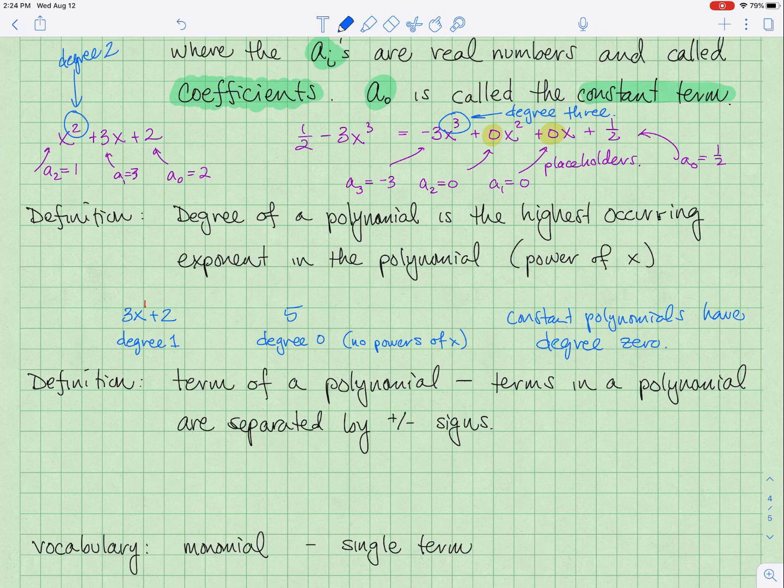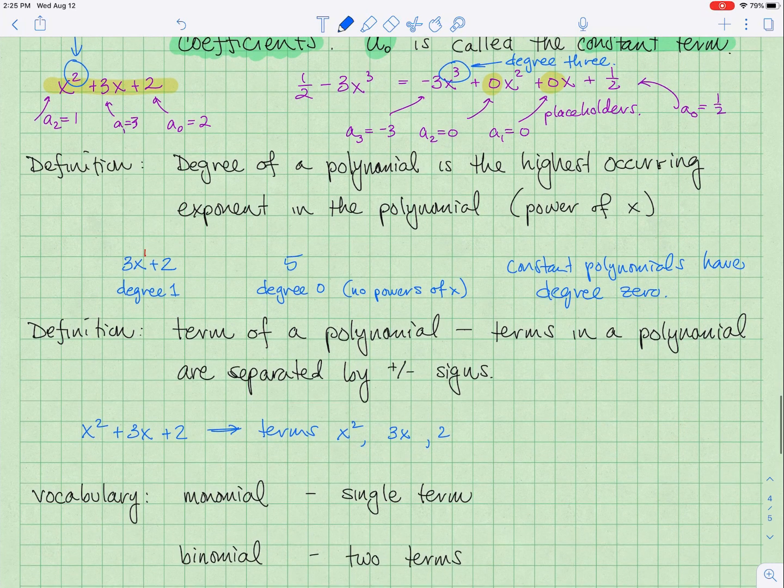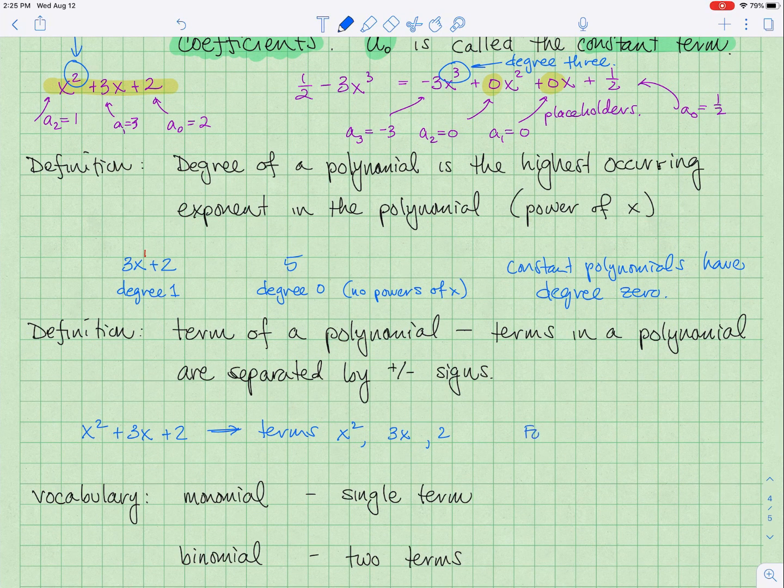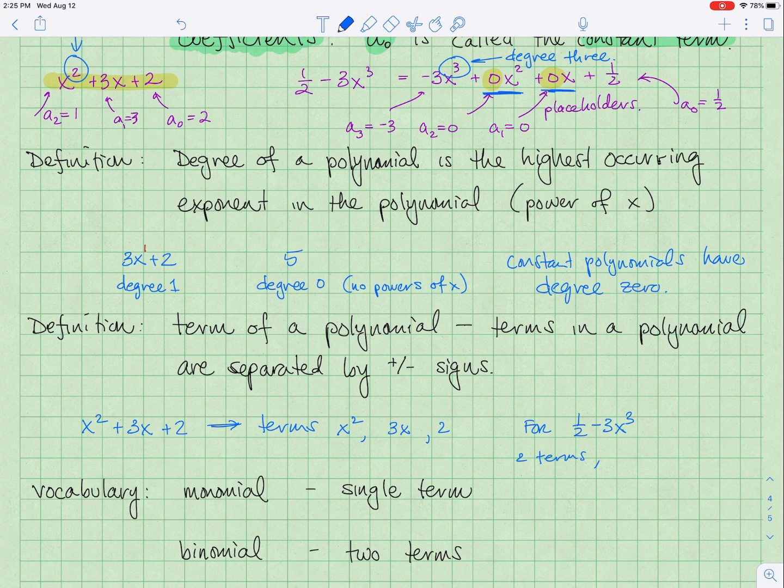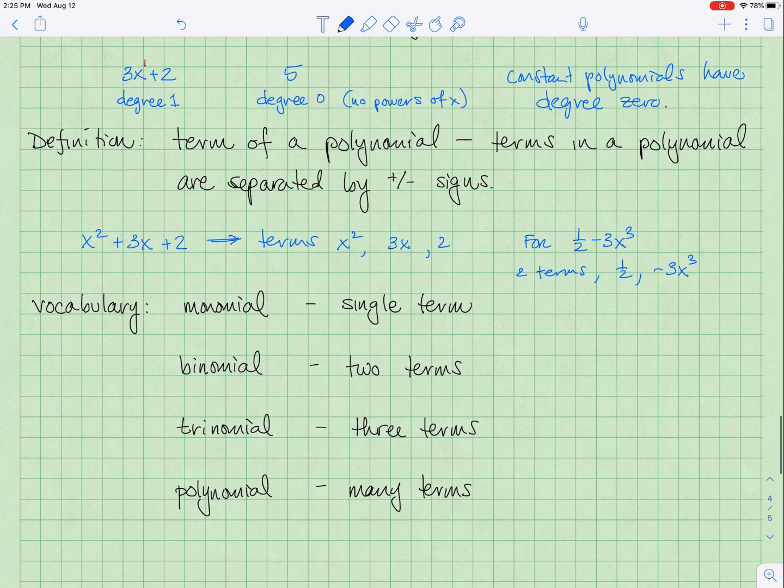Something that we're going to talk about and use quite a bit in the future is what's called the terms, or term of a polynomial. The terms in a polynomial are anything separated by plus or minus signs. So going back to this first polynomial here, let me rewrite it. For x squared plus 3x plus 2, the terms are x squared, 3x, and 2 individually. And for our other example, 1/2 minus 3x cubed, it just has 2 terms, although we could rewrite it with these 0 placeholders. We typically don't, and there are 2 terms, and they are 1/2 and negative 3x cubed.